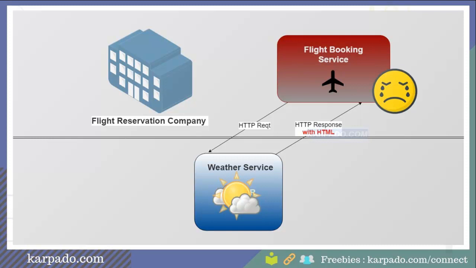The flight booking service is expecting our service to send data, but we're not only sending data but also the presentation logic. This is bad for two good reasons. Number one, the flight booking service does not have knowledge on how to understand HTML. So they have to introduce some additional modules or write additional code to chop off all the HTML tags and extract the data from it.